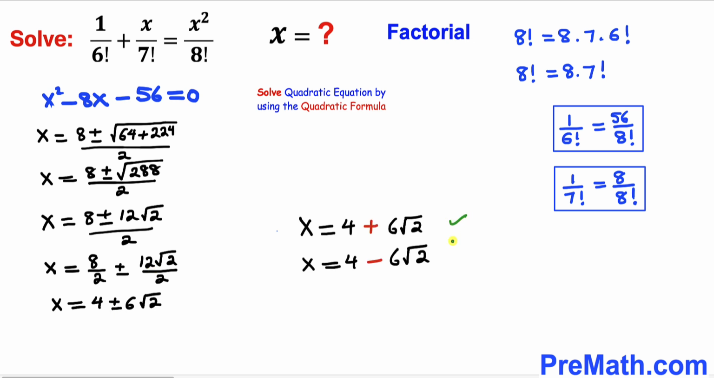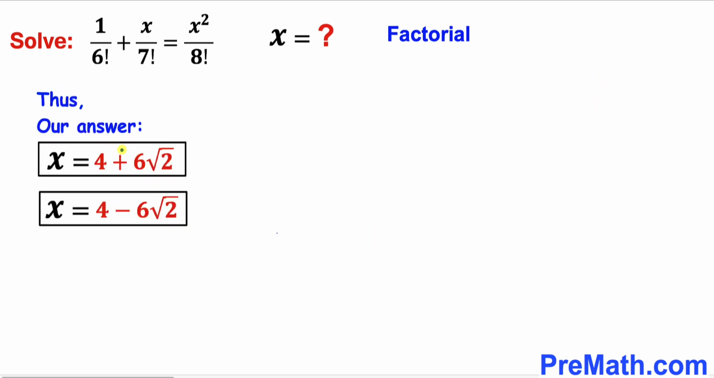As you can see in this next step, we are ended up with x equal to 4 plus 6 times square root of 2, and the other value of x is 4 minus 6 times square root of 2 as well. So thus our solution has got two x values. As you can see, our first x value is 4 plus 6 times square root of 2, and our other x value is 4 minus 6 times square root of 2, and that's our final answer.